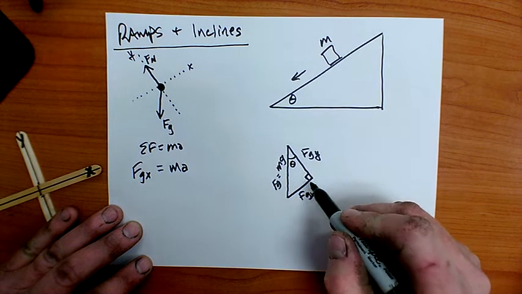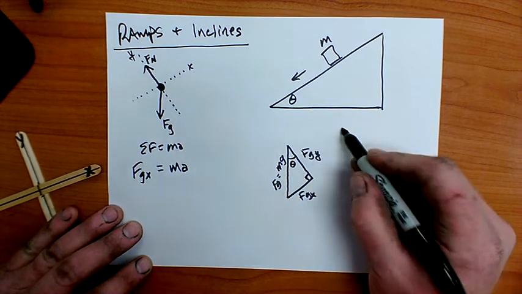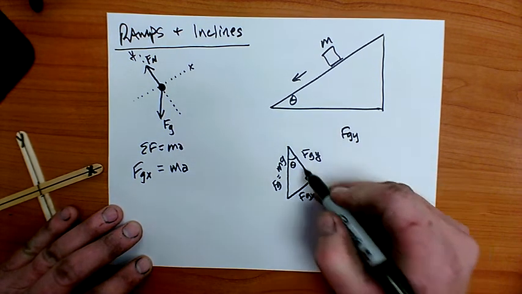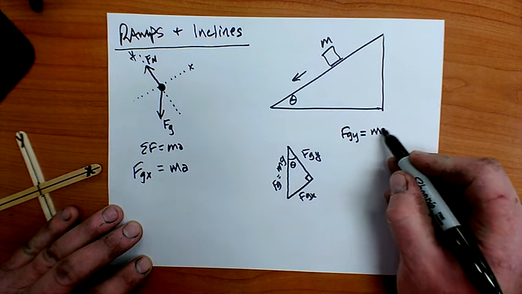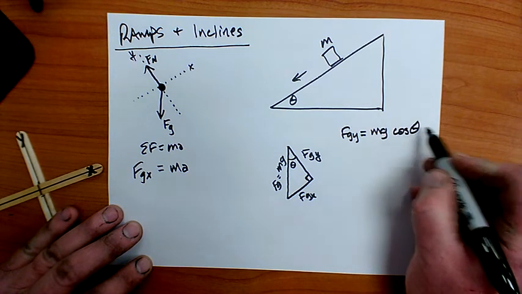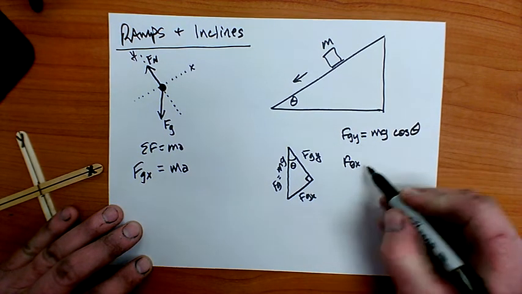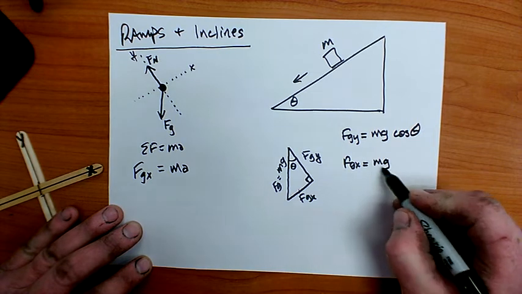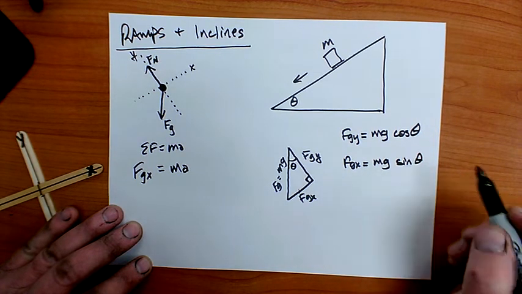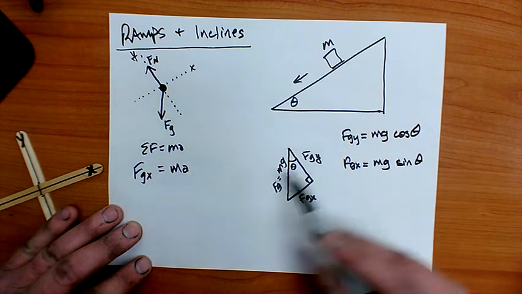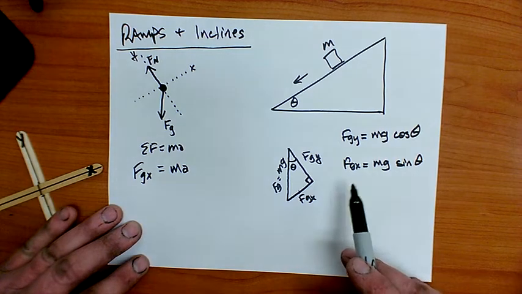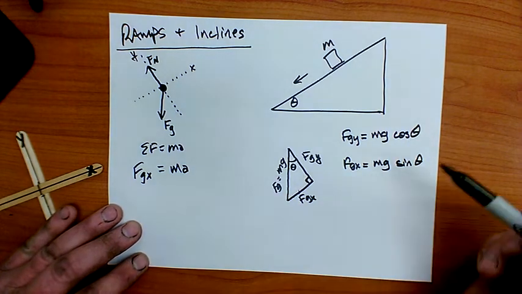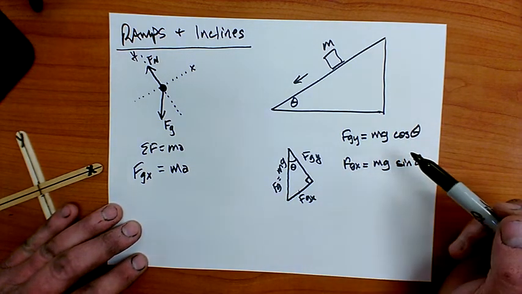Once I recognize this, I can see that FGY is the adjacent side, and so that's going to equal hypotenuse times the cosine. And FGX, being the opposite side, opposite that theta, is going to equal the hypotenuse times the sine of theta. So this is good to remember, because as long as you set up the ramp problem this way, it will always be the case.